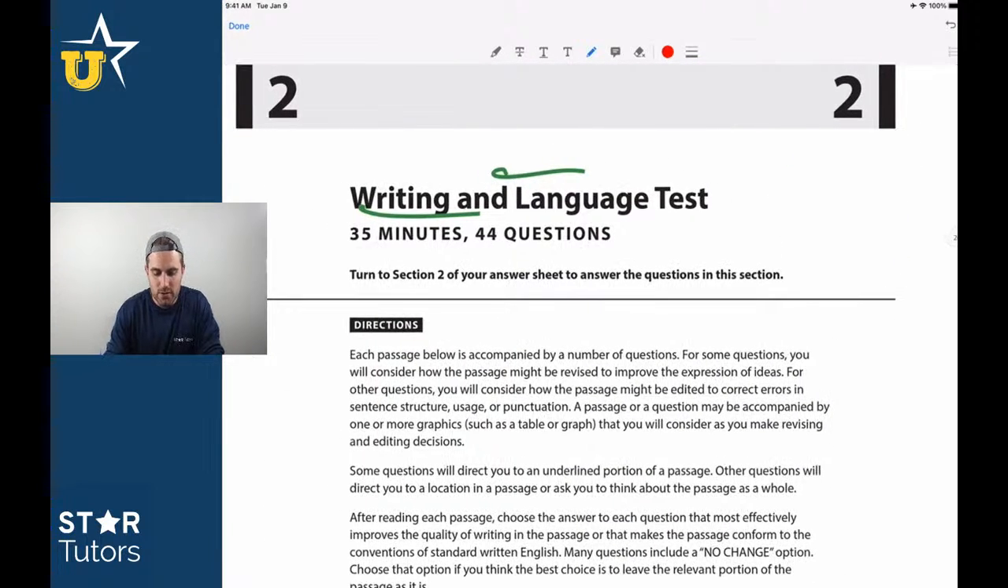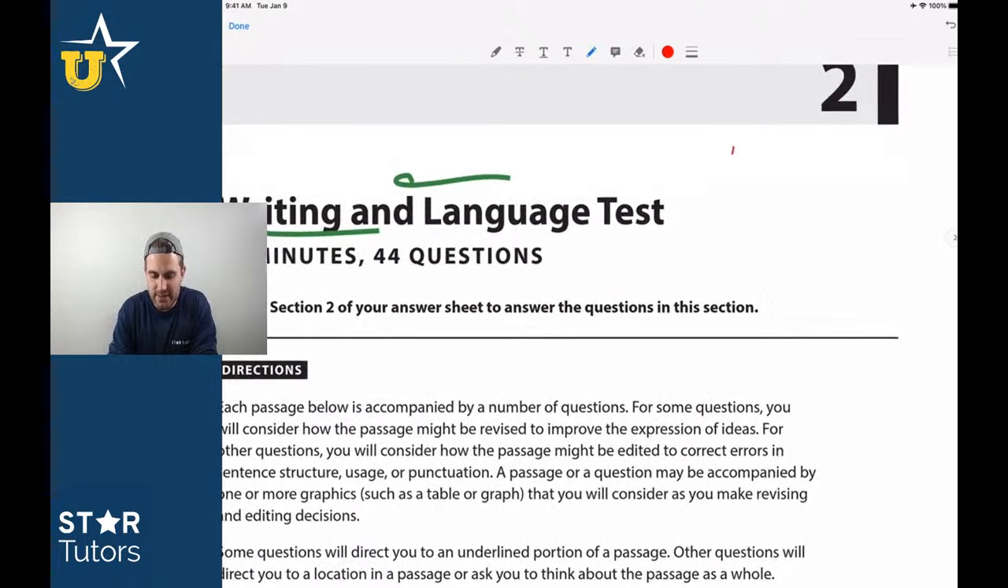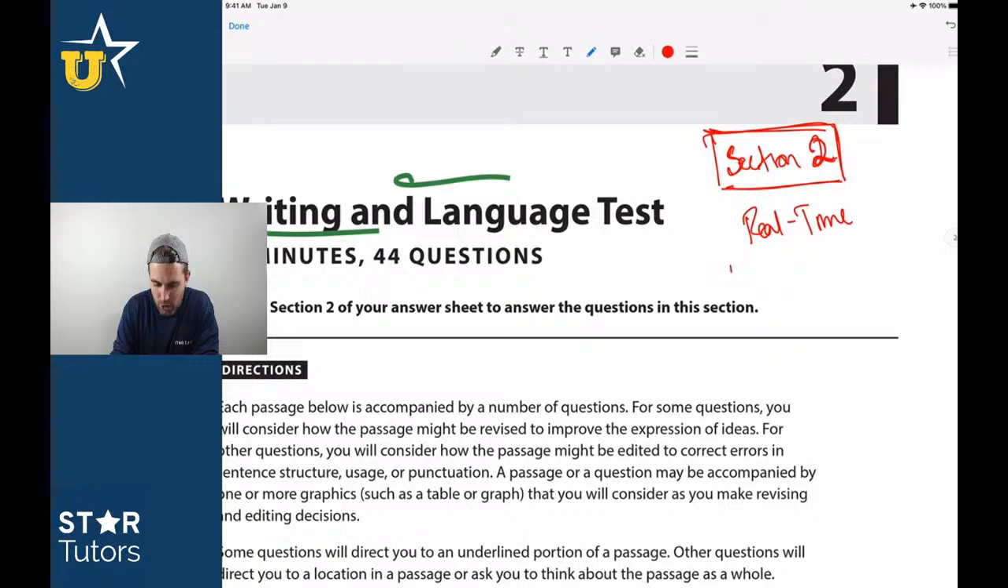So, guys, with the writing and language test, this is section number 2 always, and there's a huge, huge component to this. We're going to release a video today or tomorrow. That's a real-time video for the March 2021 SAT writing and language. And I mentioned this earlier, but in this video, I'm going to try to answer.